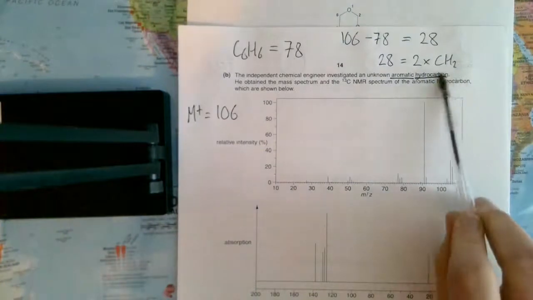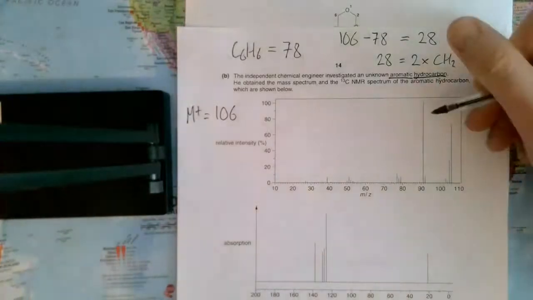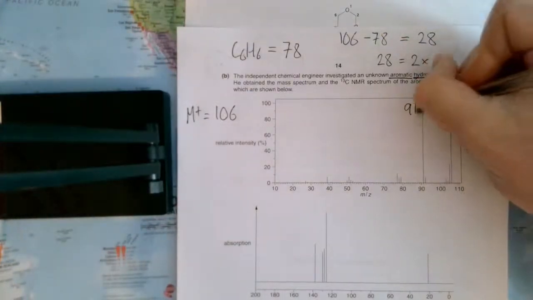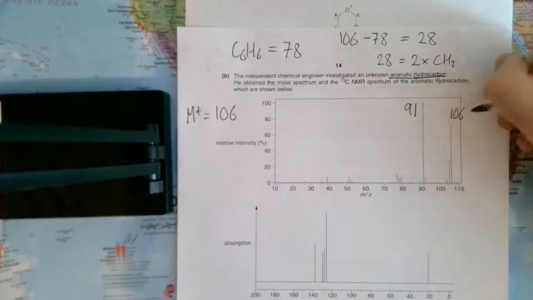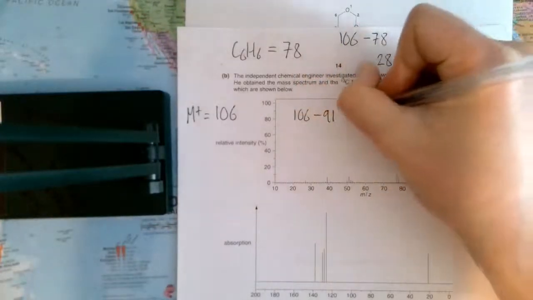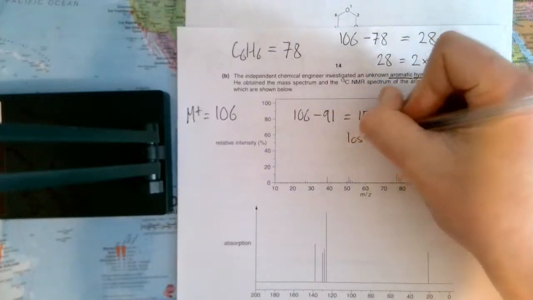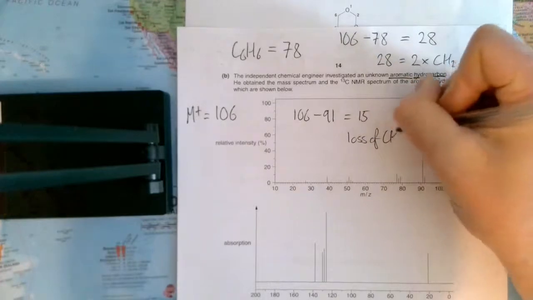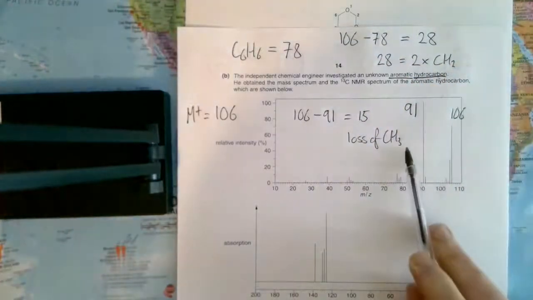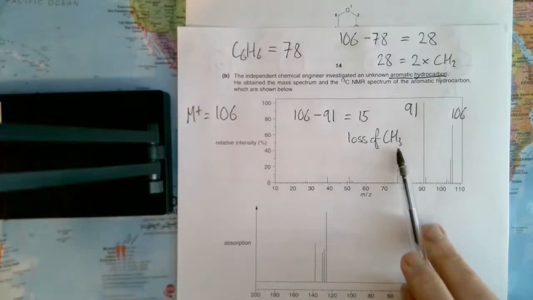Now there's a few different ways we can fit them in, but if we look here as well, we have this fragment at 91, and 106 minus 91, well that's a difference of 15, which is the loss of CH3. So that is telling us that there is a methyl somewhere.